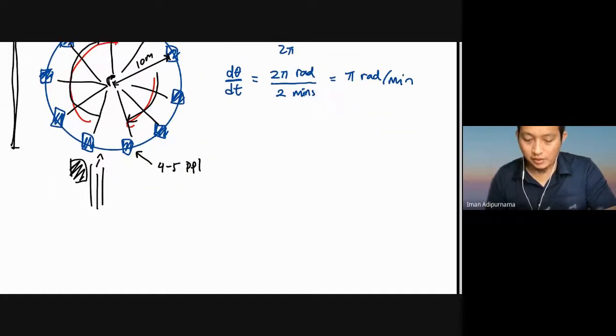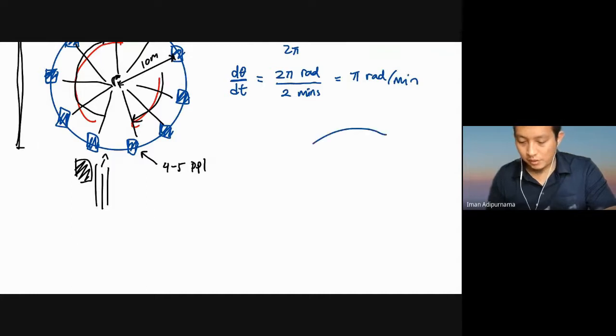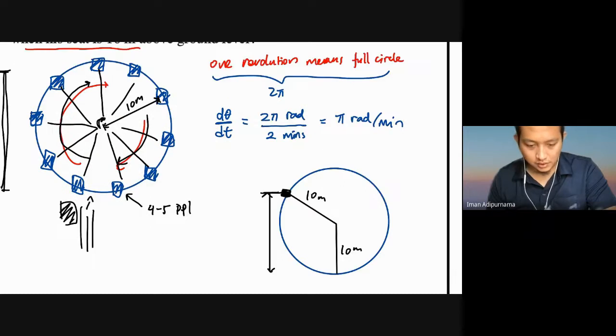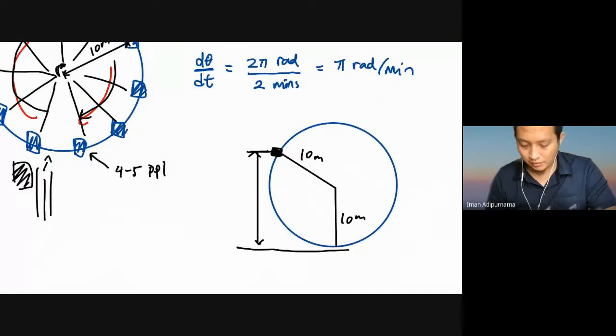So maybe let me draw another one here, with just a circle. Okay, now let's say it has a radius of 10. Let me write 10 meter, and let's say this is our height here. So the height in total should be 16 meter above ground level. Okay, so here's the ground. So this will be 16 meter.